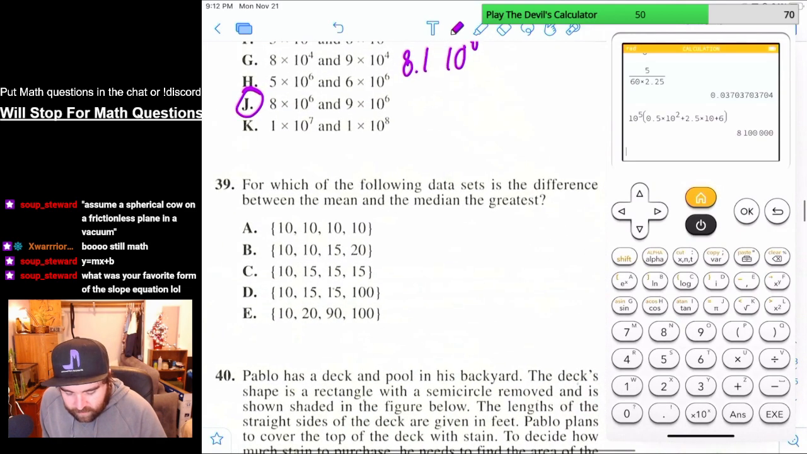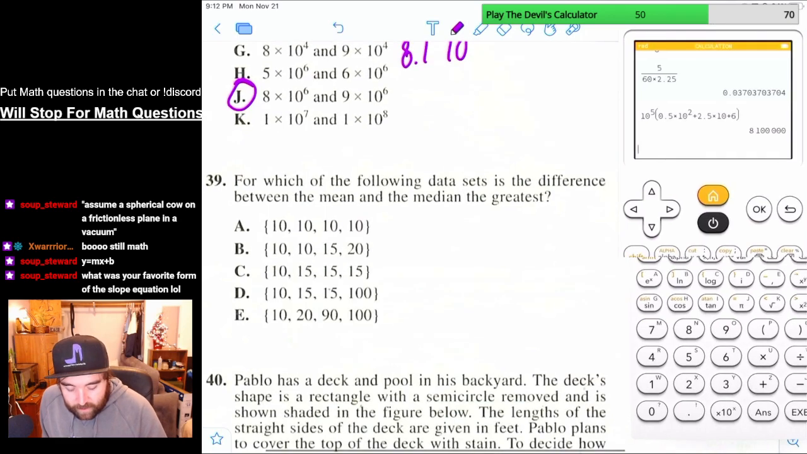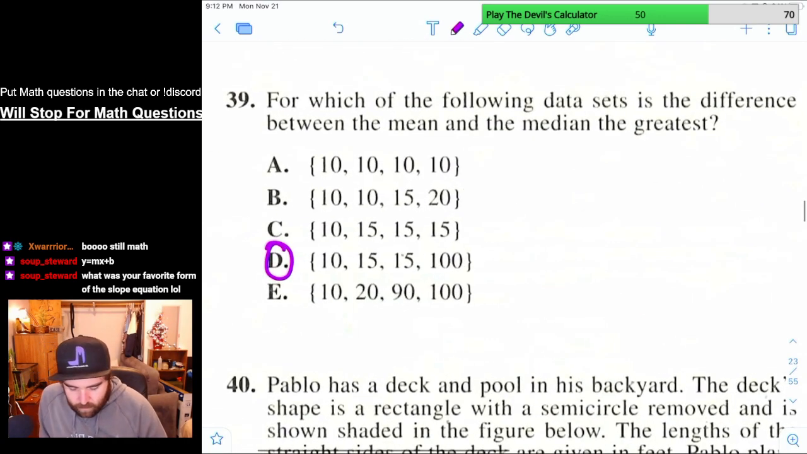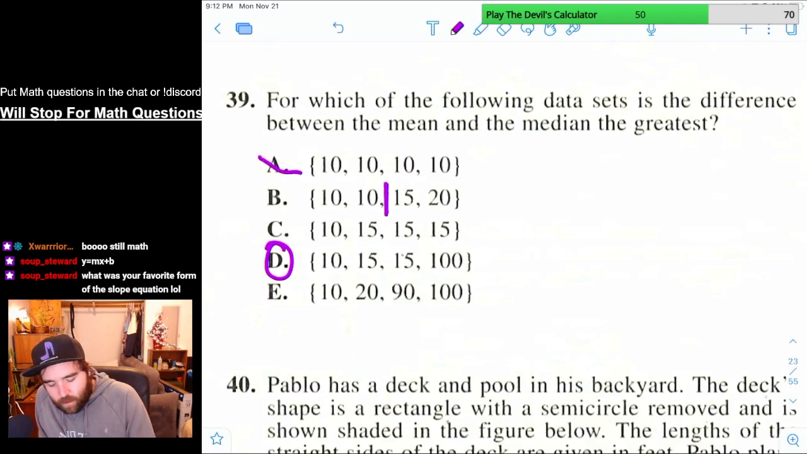For which of the following data sets is the difference between the mean and the median the greatest? So the biggest outlier is going to have the biggest difference. So I'm sure it's going to be D. I can definitely tell it's going to be D, because the average is going to be massive there. Here they're both the same. Here they have a very small difference, and here again an even smaller difference. D is going to have the biggest difference.